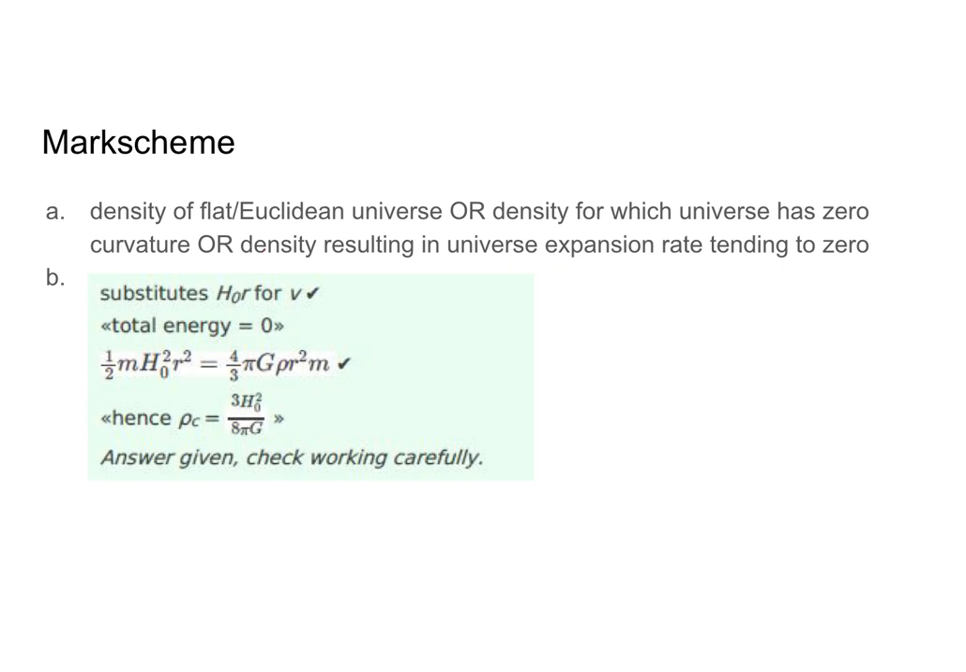Another option is the density resulting in universe expansion rate tending to zero. So with a flat universe, if you remember, we will expand and expand and expand until eventually we stop expanding, but we don't crash in on ourselves either. So there's 3 different answers that you could have given for what is meant by critical density, but you'll notice that all of them start with density of or density resulting. So the focus is that you do need to make sure you're using the word density in your answer.